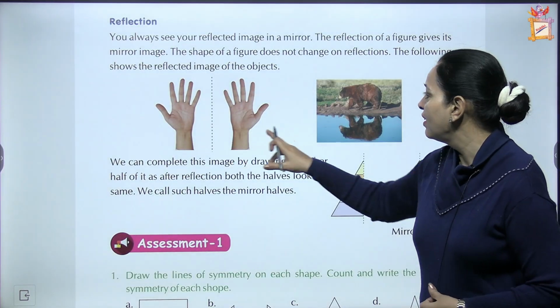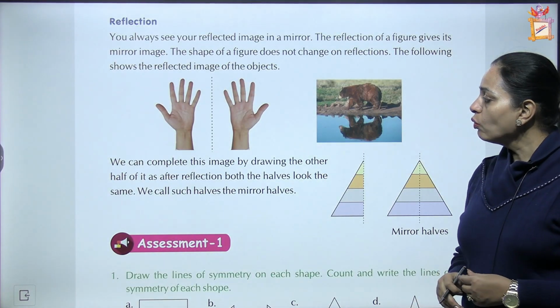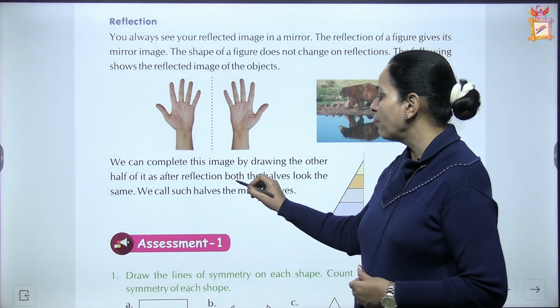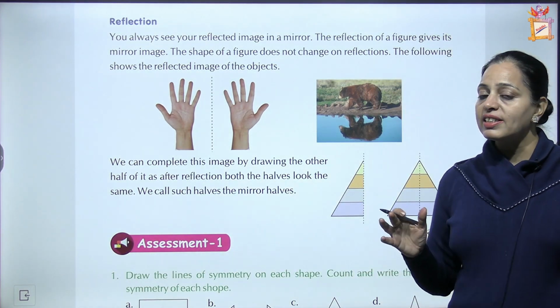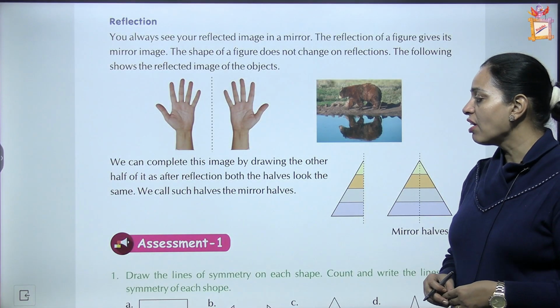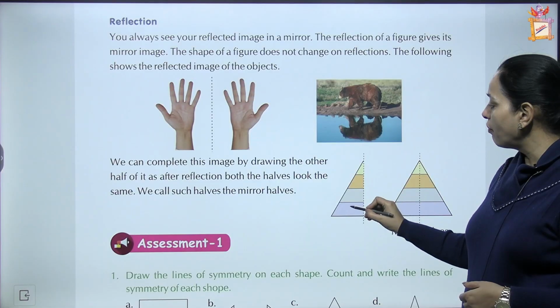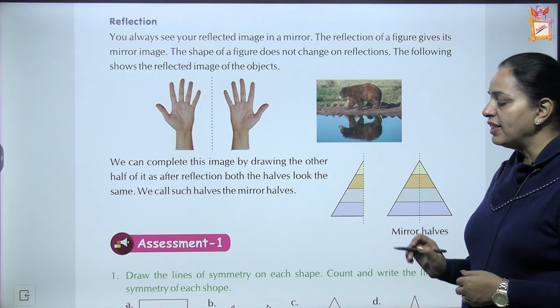Okay, like this one. Right, so we can complete this image by drawing the other half of it, as after reflection both the halves look the same. So we call such halves the mirror halves. Okay, you can see one half is given. Now we can complete it.